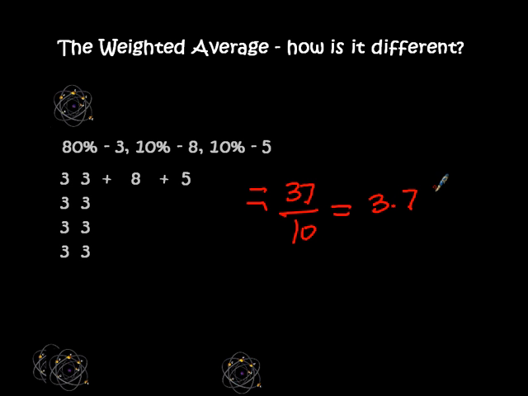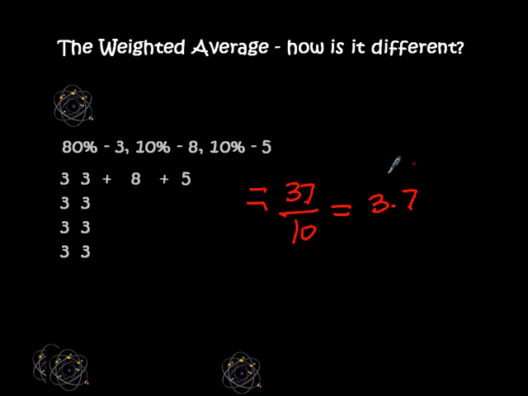3.7. Again now, see, this is pretty close to 3, much closer than the other two examples, and that's because most of our values are 3. Okay, so this is the weighted average. It's weighted because I have more of one of the numbers than I have of the other numbers that I'm working with.